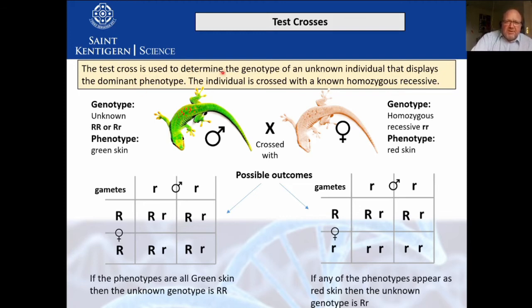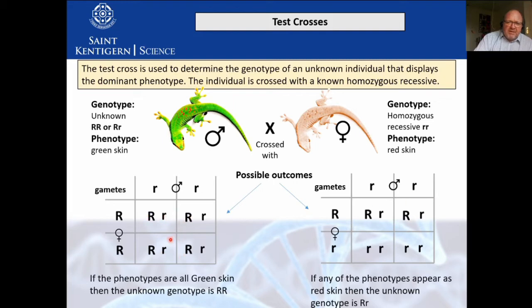So a test cross is used to determine the genotype of an unknown individual that displays the dominant phenotype. The individual is crossed with a known homozygous recessive. So in this case, we see a gecko, and the gecko is green, and that is the dominant phenotype. And we see on top a red albino type gecko, and we know that is recessive. So if you have a homozygous dominant and a homozygous recessive, you will always get heterozygotes. Always. Okay?